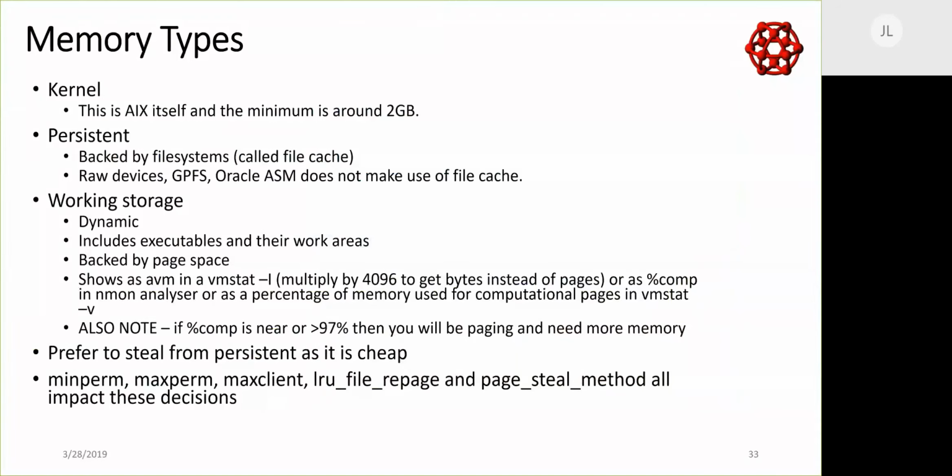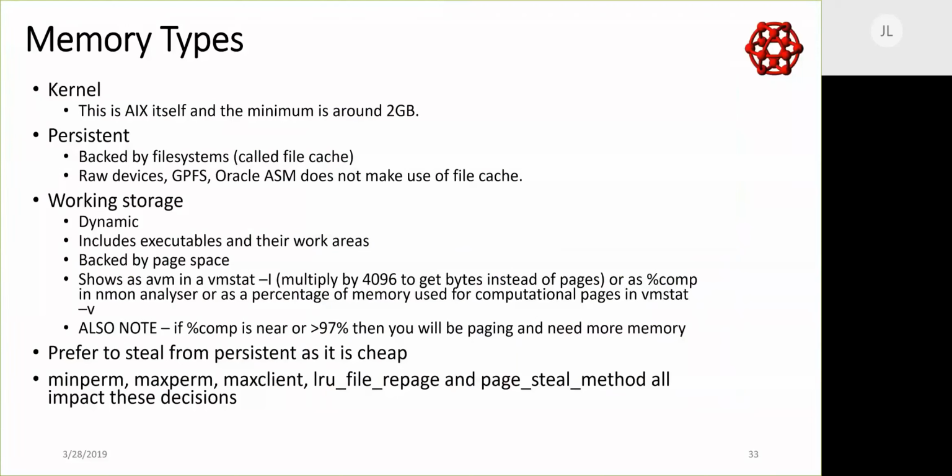Persistent memory is basically your file systems, and it is what we call the file cache. So if I read in something from a file system and I don't change it, it's sitting in memory on the system, and if I need to steal a page, I can just take that page and I can always get that page back from the file system. That's what we talk about with persistent memory.